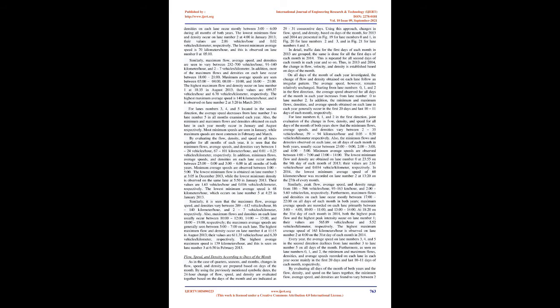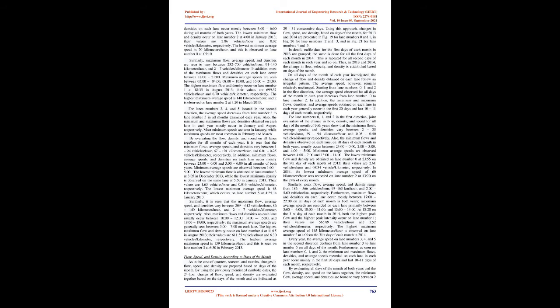Similarly, peak flow, average speed, and density range from 186–566 vehicles/hour, 93–163 km/h, and 2.00–5.60 vehicles/km, respectively. Furthermore, maximum flows and densities on each lane occur mostly between 1700 hours–2200 hours on all days of each month in both years. Maximum average speeds are recorded on each lane primarily between 3 o'clock–4 o'clock, 10 o'clock–11 o'clock, and 1300 hours–1400 hours.